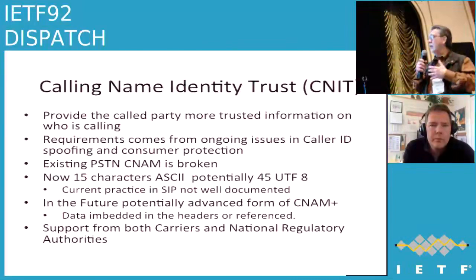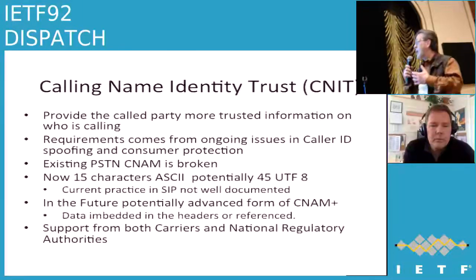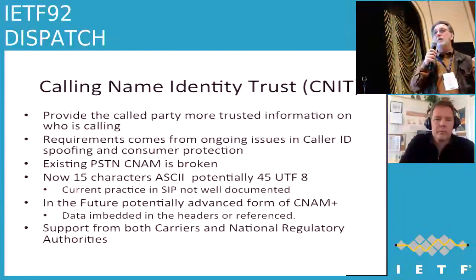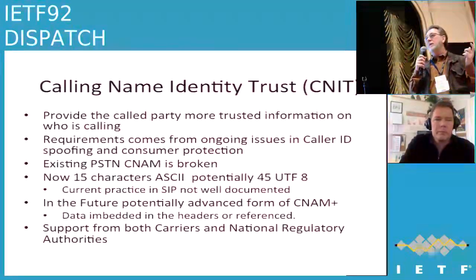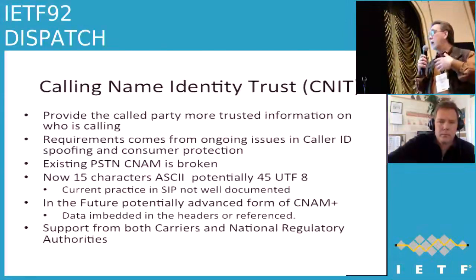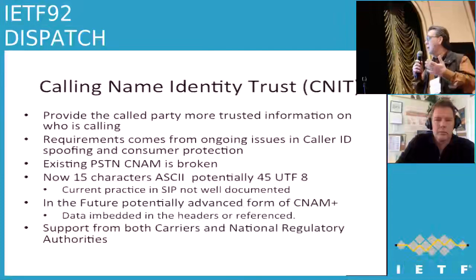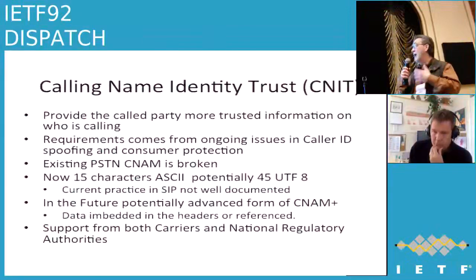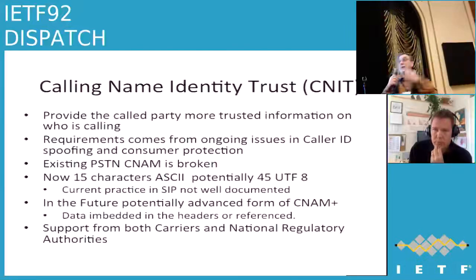What we have right now is a simple 15 characters worth of ASCII that is either inserted into the SIP headers at the From field or PAI. There is some work going on, which I'll describe in a little bit, about adding to that potentially 45 characters of UTF-8. Even the existing practices for the display of calling party information is not particularly well documented. The idea is that we need to document this in some way, shape, or form. We may want to look at an advanced form of CNAM Plus. I'll stop for a second, allow the distinguished Martin Dolly to say something.